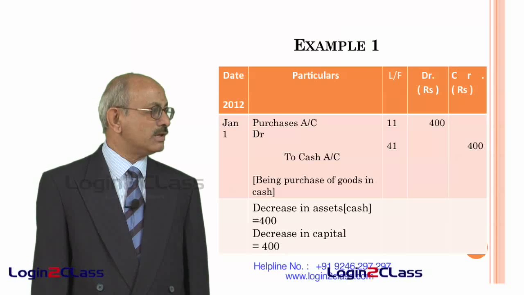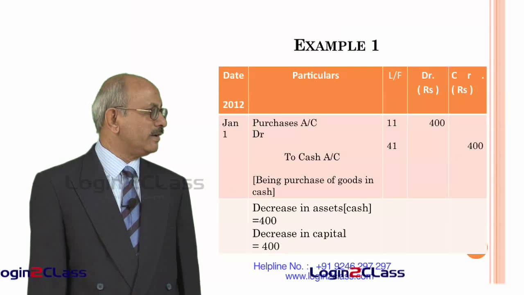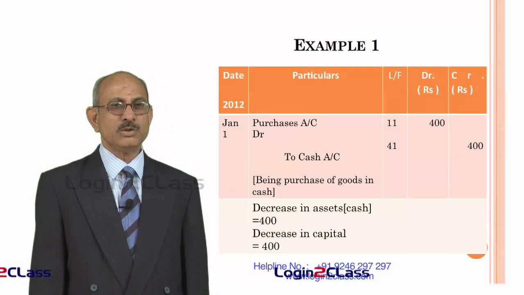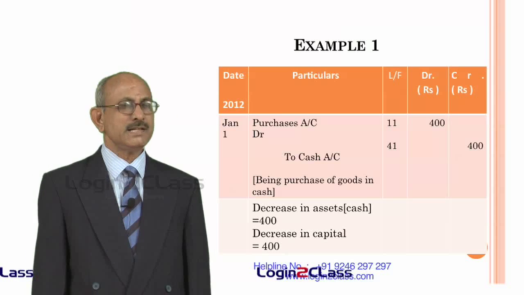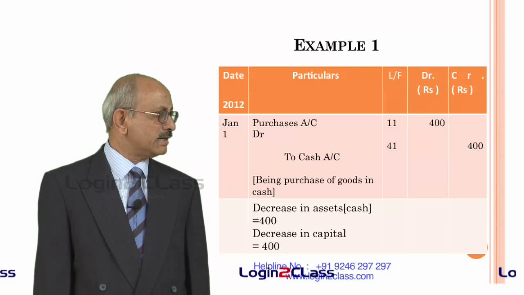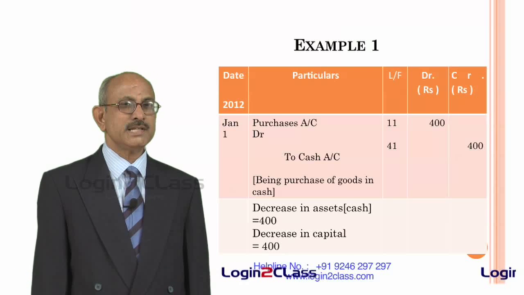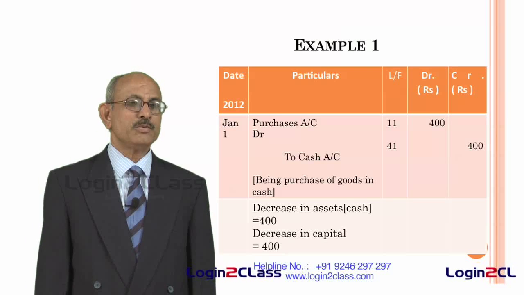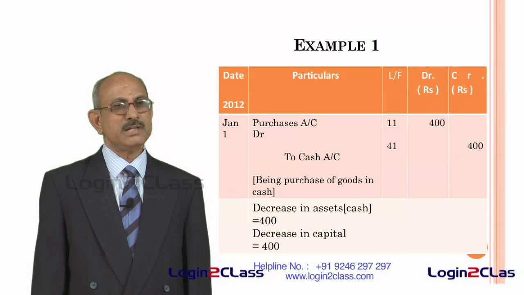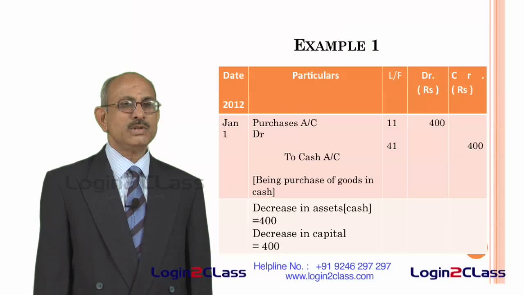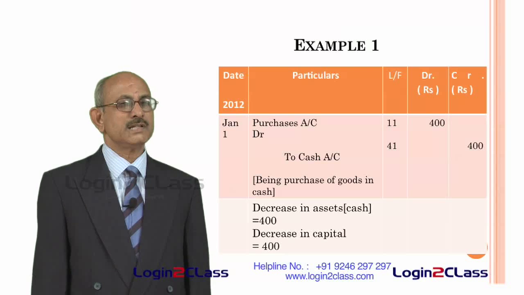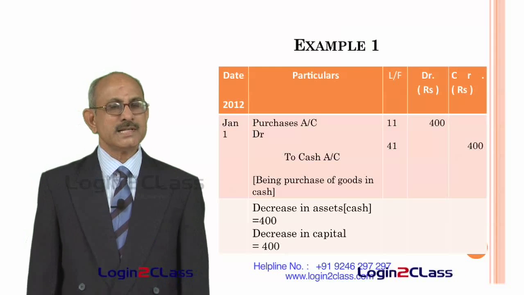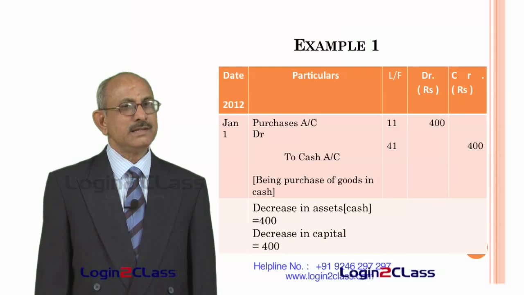Now let us try to find out what happens to the accounting equation. When cash purchases are done, that means cash balance will go down, that means assets are going down. Therefore there is a decrease in assets to the extent of 400, and purchases are going up, which means expenses are going up, which means net profit is going down, which also means capital is going down. Therefore there is a decrease in capital to that extent. Therefore the equation holds good. There is a decrease on the left hand side, that is the asset side, and a simultaneous decrease in the capital, that is the right hand side.